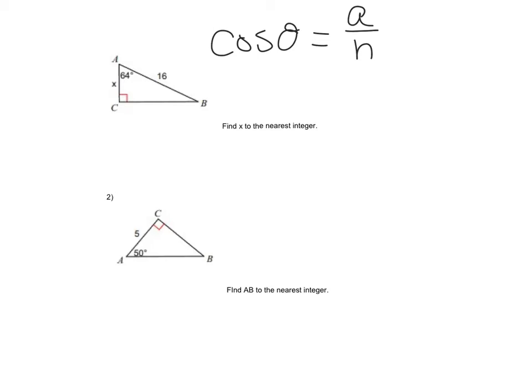So when I look at this problem, my reference angle is the 64. Okay, and if the reference angle is 64, the x side is the adjacent because it's actually attached to that angle and it's made up by that angle, and the 16 is my hypotenuse. So to do this, I would write the ratio of cosine, and I would put the angle in. Cosine of 64 degrees is equal to adjacent over hypotenuse, which is x over 16.